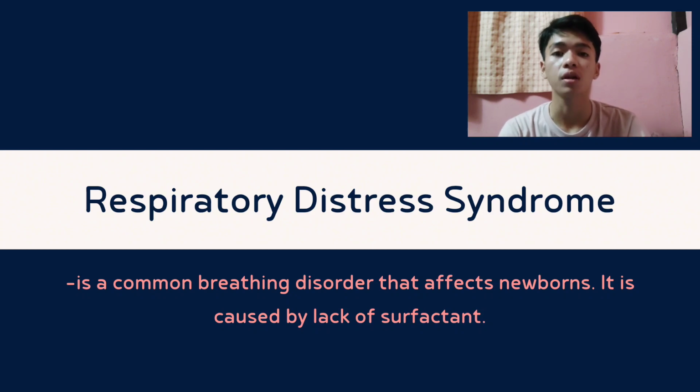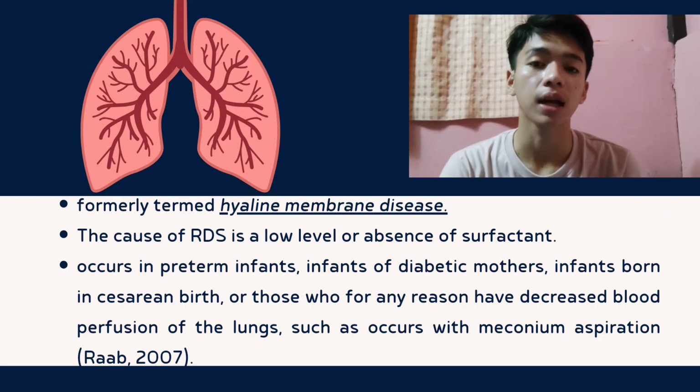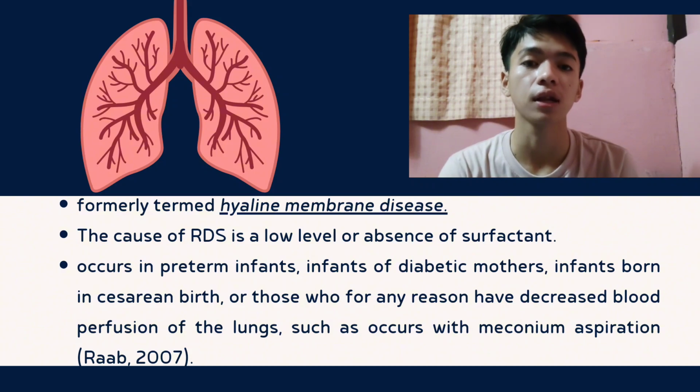RDS is a common breathing disorder that affects newborns. It is mainly caused by lack of surfactant. It is formerly termed as hyaline membrane disease. The term hyaline comes from the Greek word hyalos, which means glass-like or transparent, and hence the RDS has this name since the membrane surrounding the lungs becomes glassy or transparent due to the accumulation of dead cells and proteins.